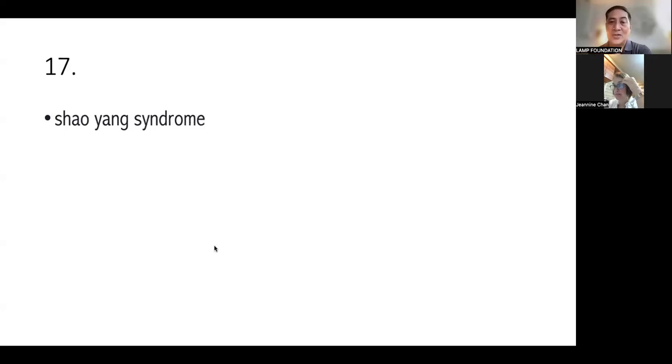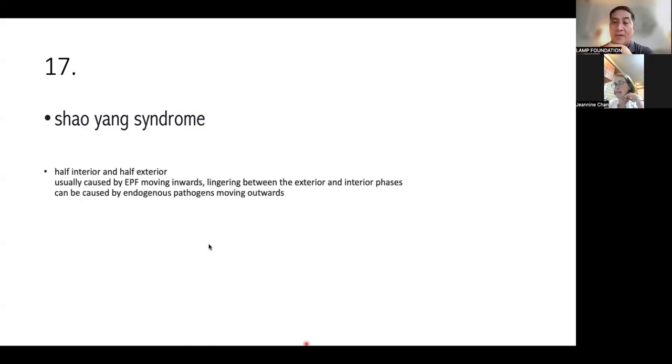Good. Now let's go to Shaoyang syndrome. This is very, very important. What is this, Dr. Janelle? This refers to the symptoms appearing from an external pathogenic factor at the stage of confliction between the healthy qi, or zheng qi, and pathogenic factors, between the exterior and interior phases. Okay, it's half interior, half exterior.